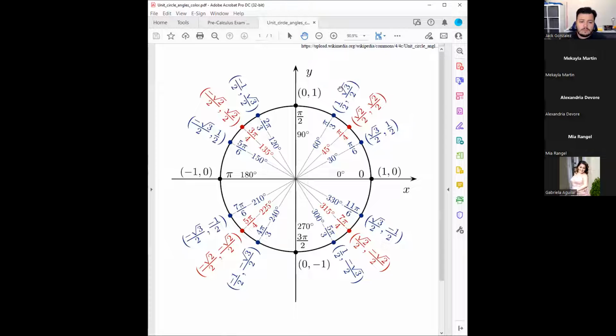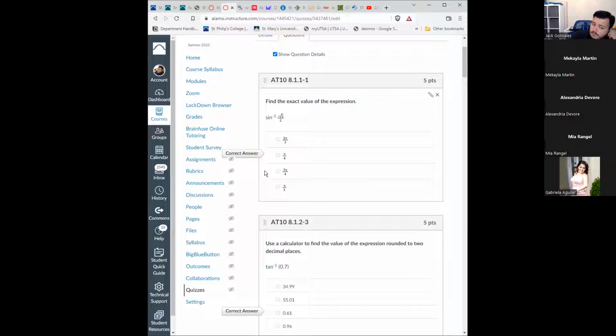So it will only give you answers on this side of the circle. It goes positive or negative, this way or that way. But if you punch it into your machine, it should give you the right answer. Just make sure you understand that it's only going to give you the right half of the circle.